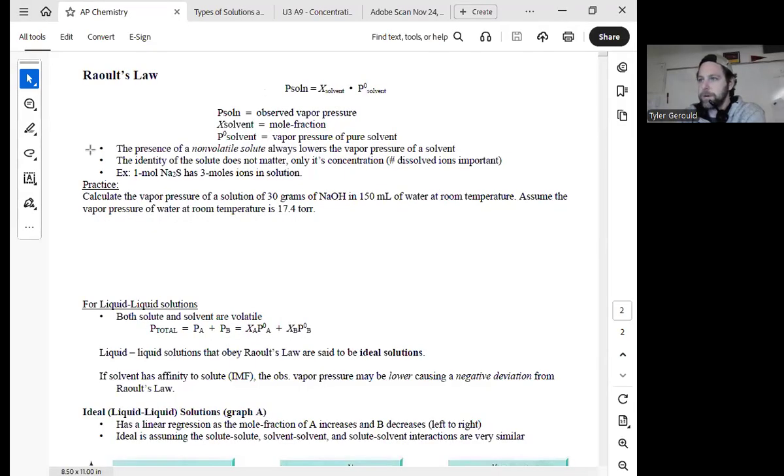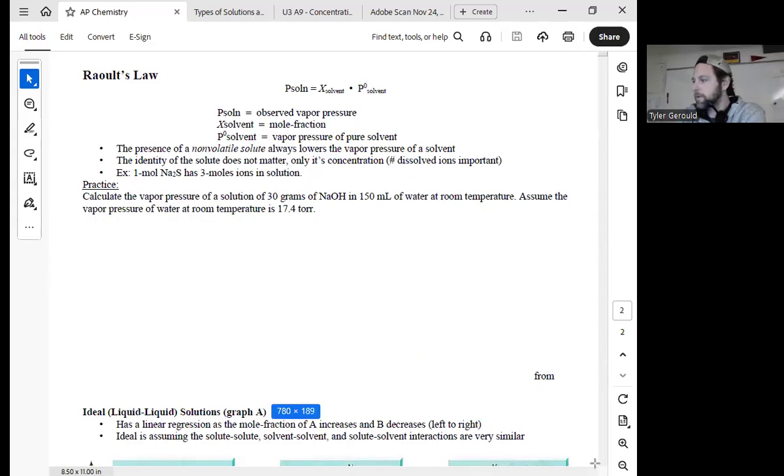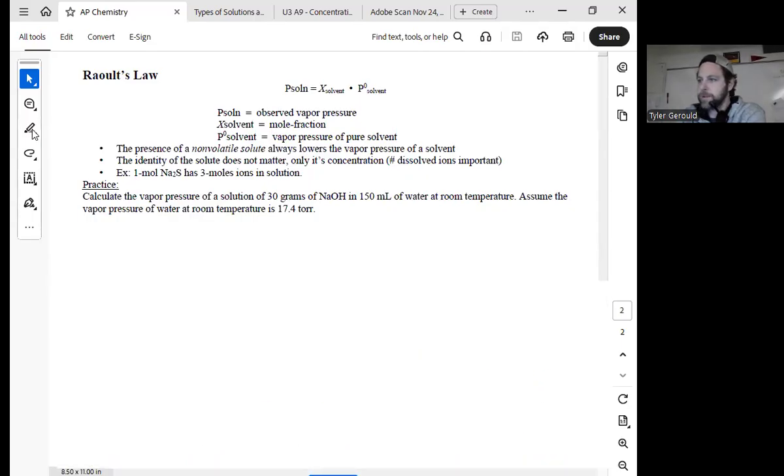Okay, so we're about here in the handwritten notes, and so I'm going to block off this lower section so we can just focus on this first practice question. It says, calculate the vapor pressure of the solution given 30 grams of sodium hydroxide and 150 mL of water. So we're going to have to use a variety of tools to solve this one.